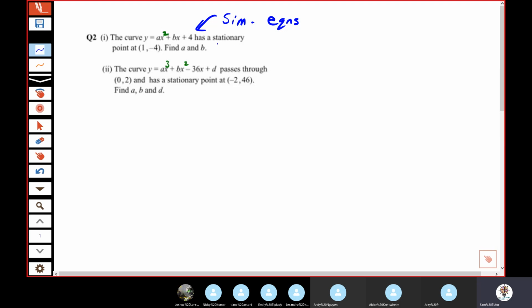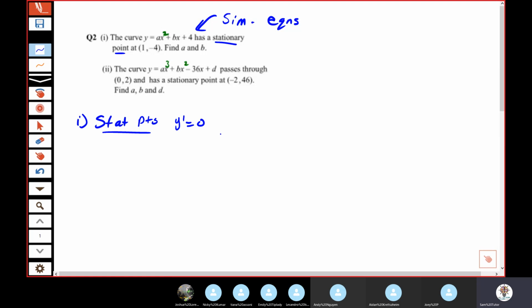Okay, so we know that it's a stationary point at (1, -4). What does that mean? What does a stationary point mean? I want to be specific. Don't say at 0. Say the word in front of it. You know that at stationary points, y dash equals 0.